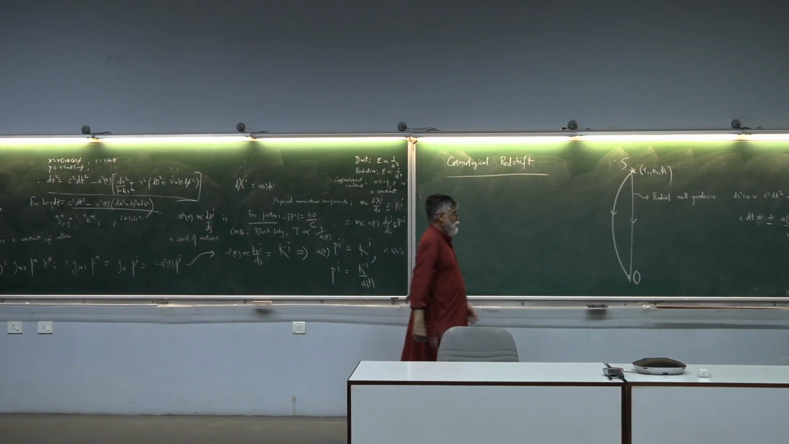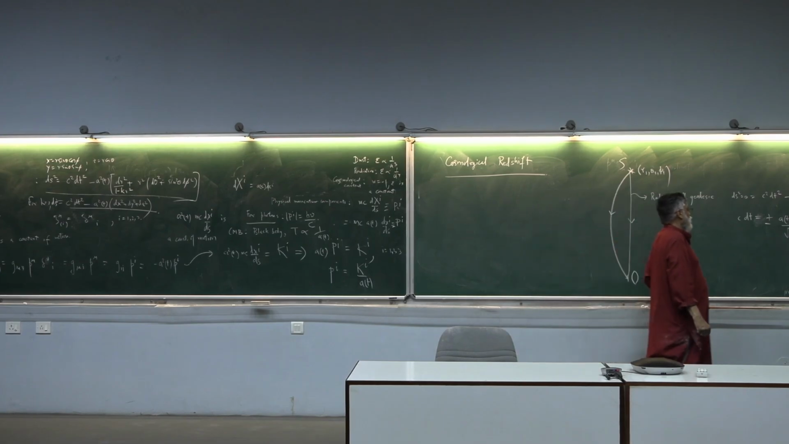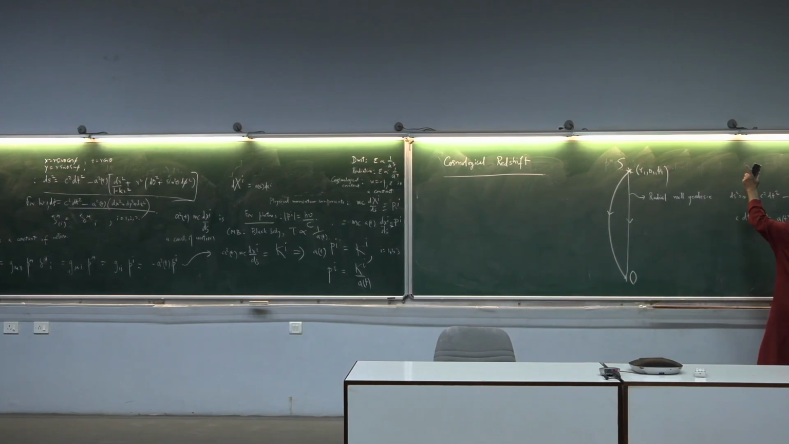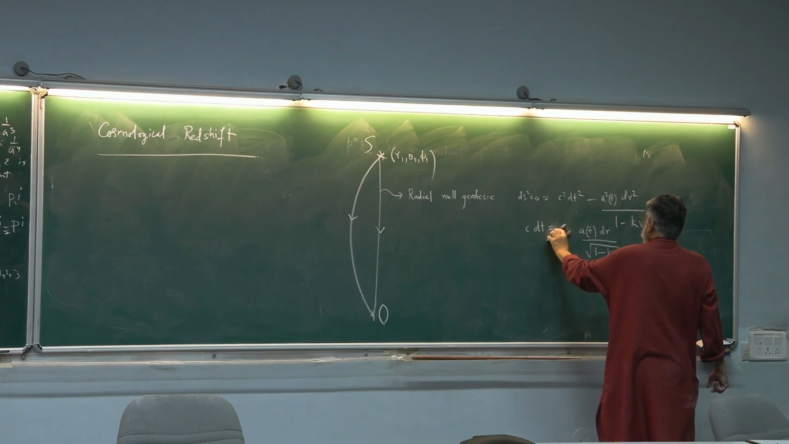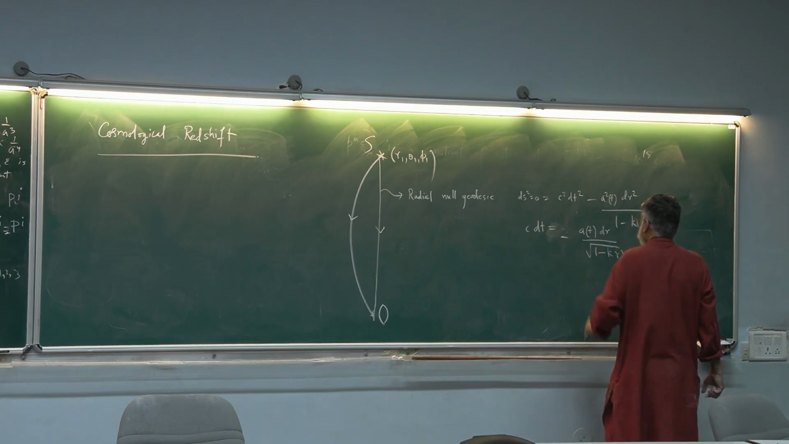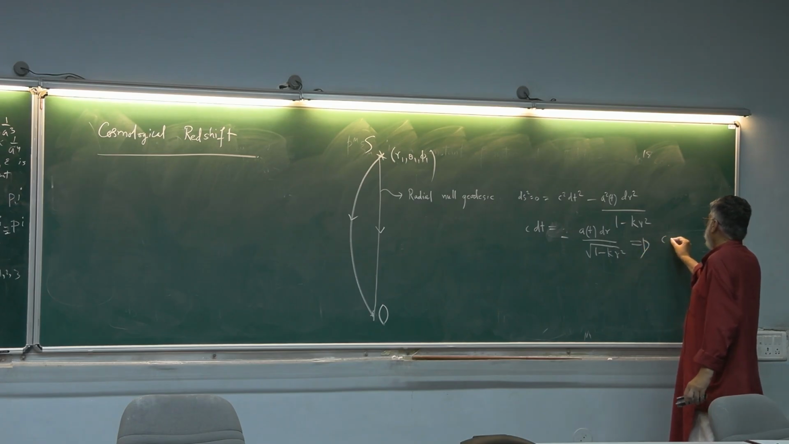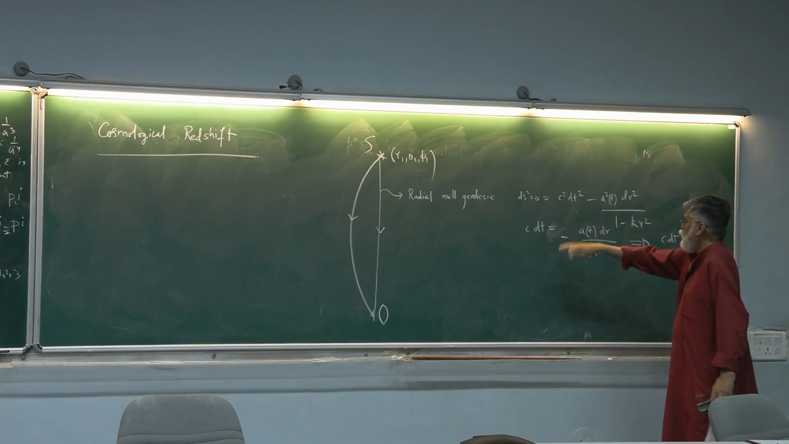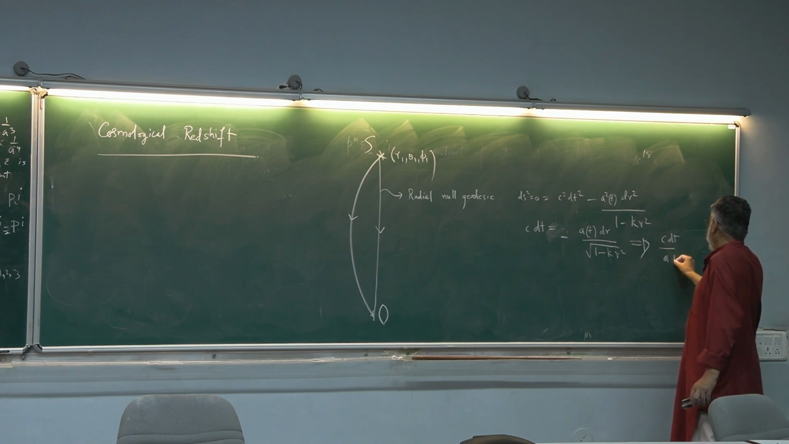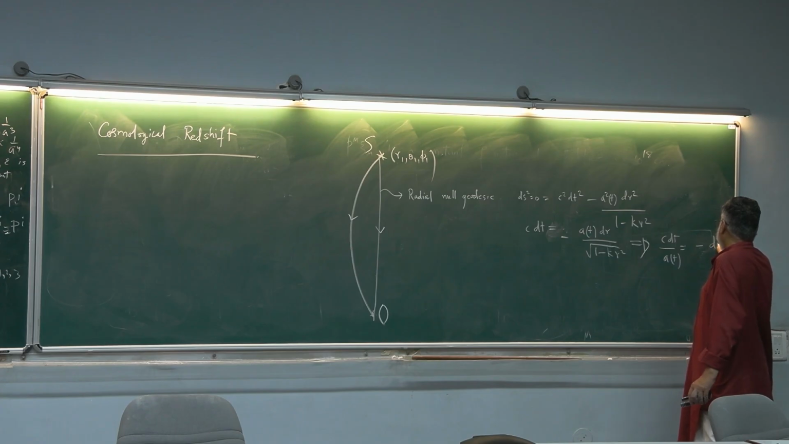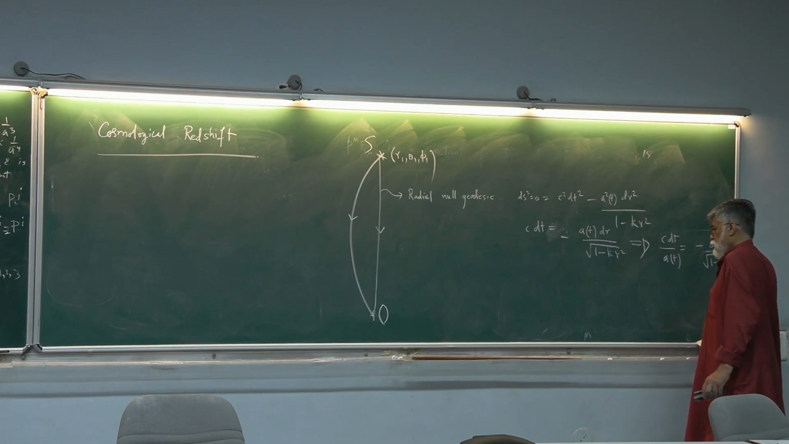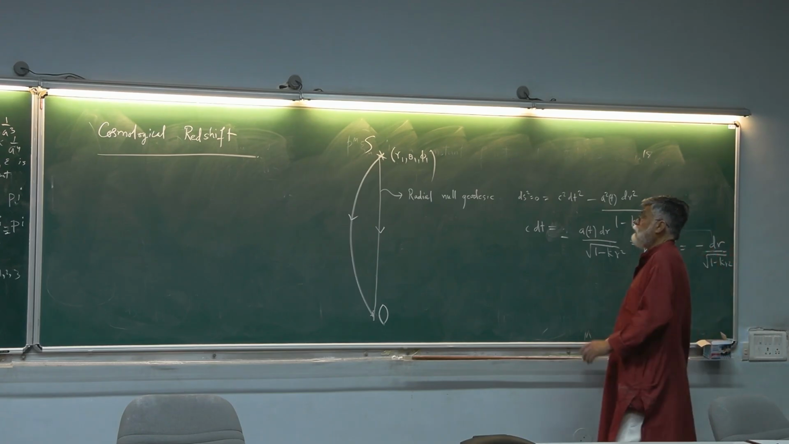So for a photon coming from a distant cosmic source, I will only choose the negative root. And therefore this tells me that the equation is c dt. I'll put all time dependent quantities on one side. c dt by a of t is minus dr by square root of 1 minus kr squared. All right?